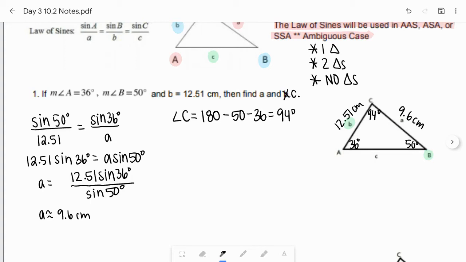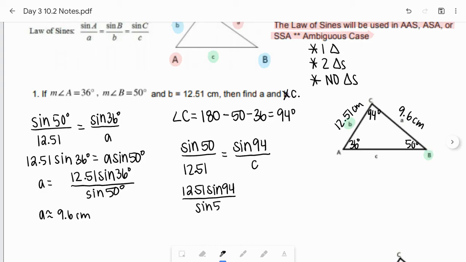Again, we always start with what was given to us, that was angle B and side B. Then we know that angle C is 94 degrees, and we're trying to find that side. So once again, go ahead and use your cross multiplication. When we substitute that into our calculator, we should get that C is approximately 16.3 centimeters. So I have found A and C.